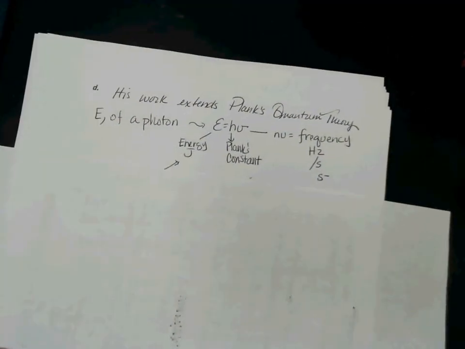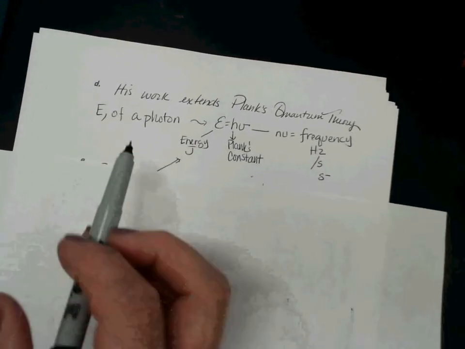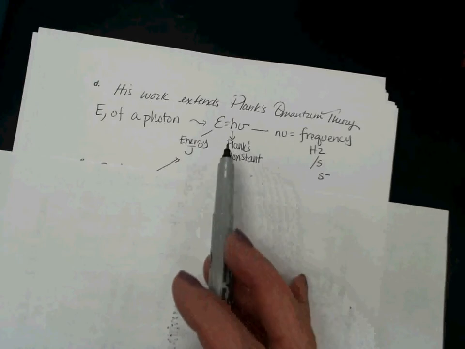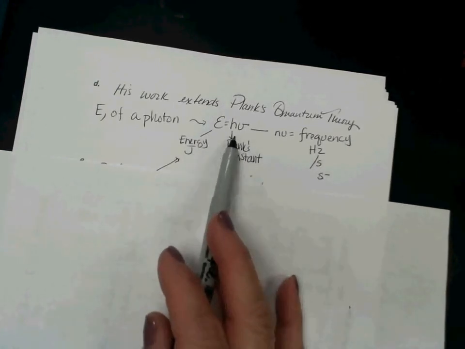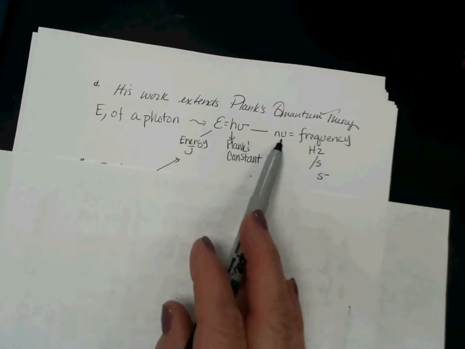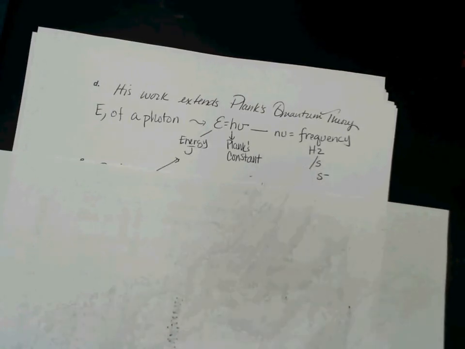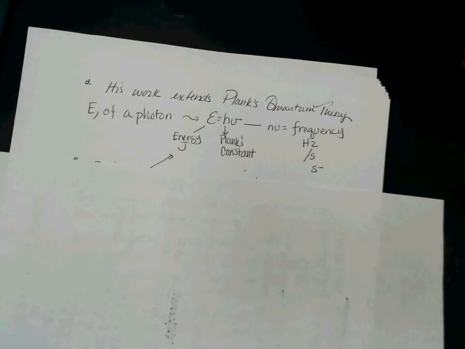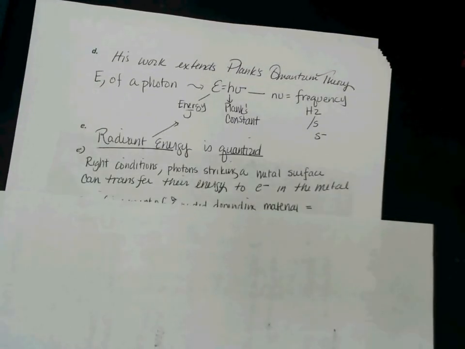He does further work, and he extends Planck's quantum theory. He says that the energy of a photon is equal to whatever that energy is in joules, times Planck's constant, times the frequency of travel of that energy, which we talked yesterday about that being the Greek letter nu, and there again are your three choices for units on that.